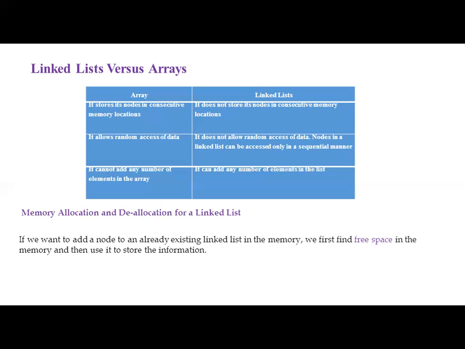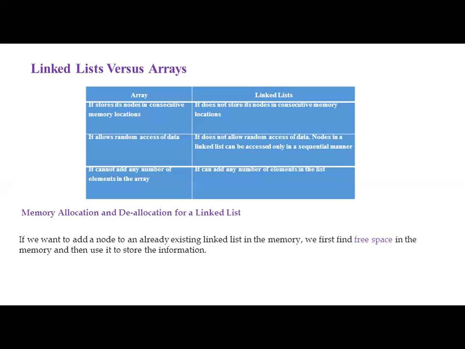Array-based implementation allows random access of data. That is, by specifying the index, you can access the data randomly. For example, if A is the array name, A of 4 denotes the fourth element of the array A. So you can directly access the fourth element. You don't need to access the first element, second element, third element, and so on.